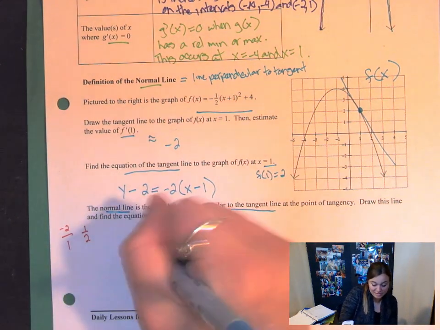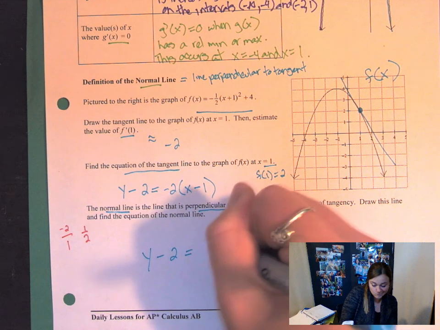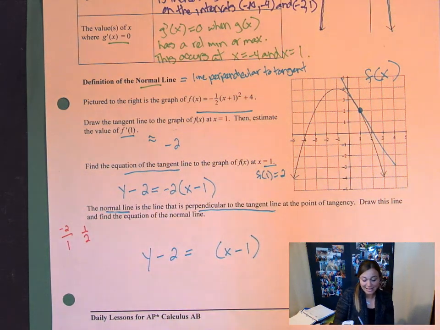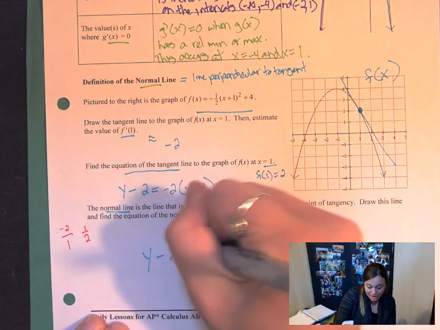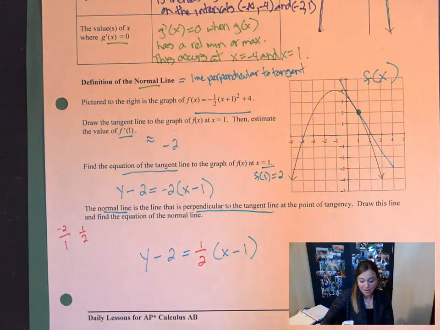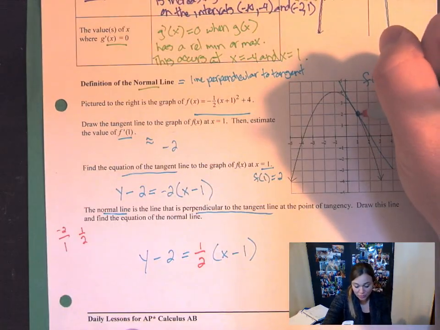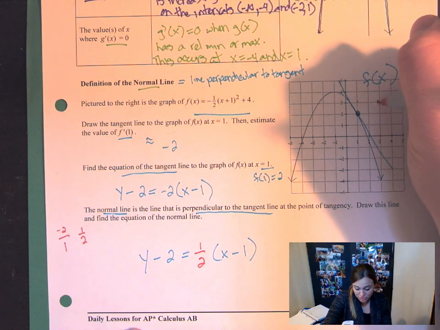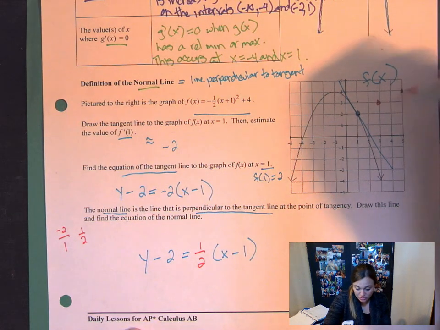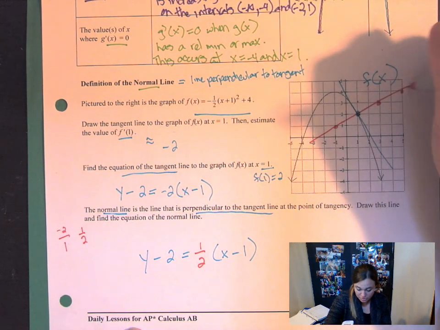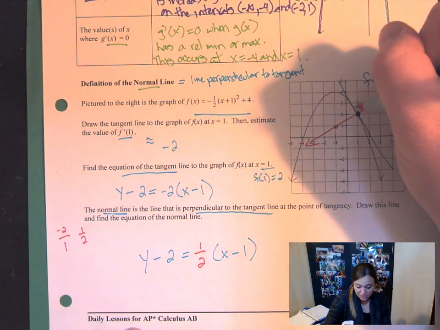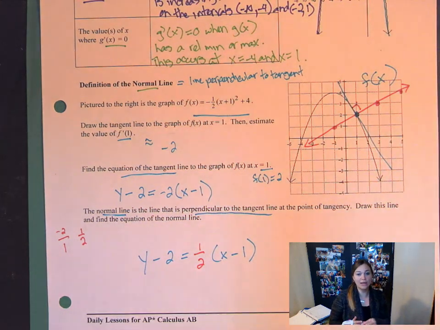So this would be y minus 2, but instead of -2, I have 1/2. And what this is saying is if I'm at a point 1, 2, I could go up 1, right 2, up 1, right 2, down 1, left 2. And if I would draw this correctly, this will form a 90-degree angle and be perpendicular.